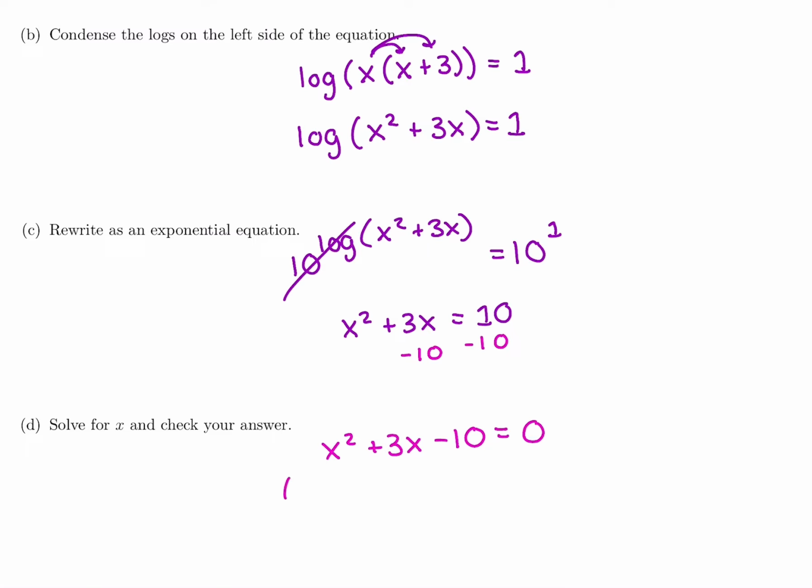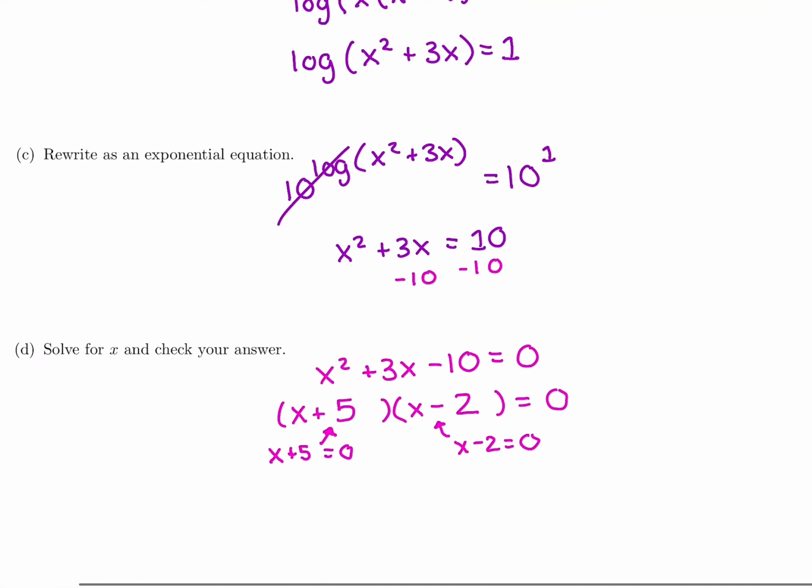Now we can factor to solve. So we want to multiply to be a negative 10. So we must have a positive times a negative to multiply to be a negative 10. And we want to differ by 3. So we're going to have 5 minus 2 is 3, and 5 times negative 2 is negative 10. Now, two things can only ever multiply to be 0 as long as one of them is 0. So I want to think about what makes x plus 5 0 and what makes x minus 2 0.